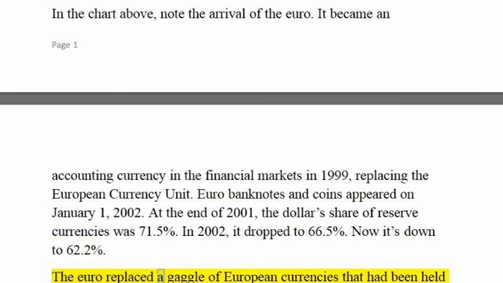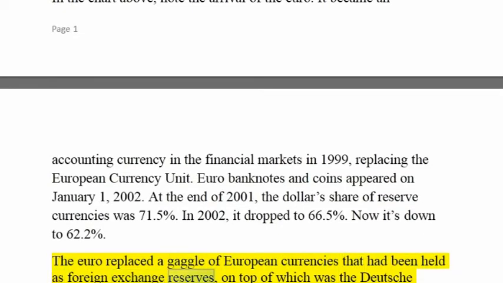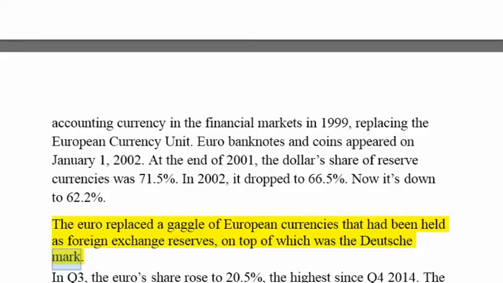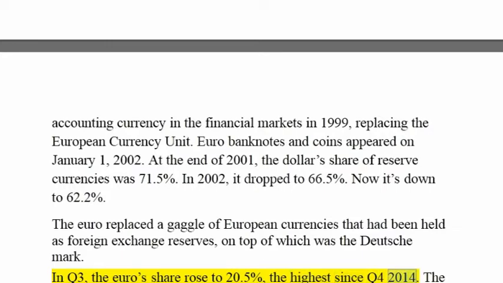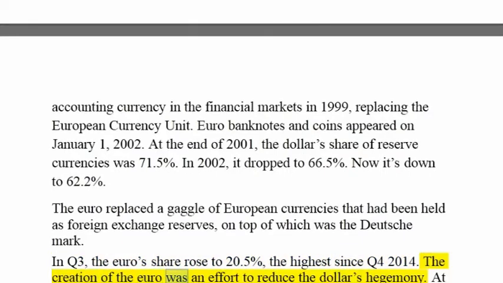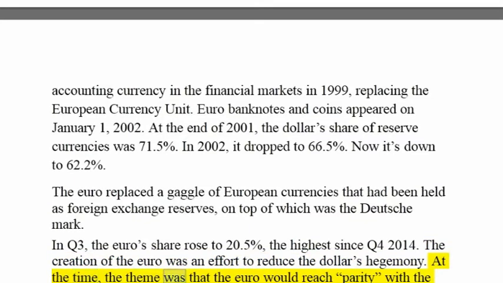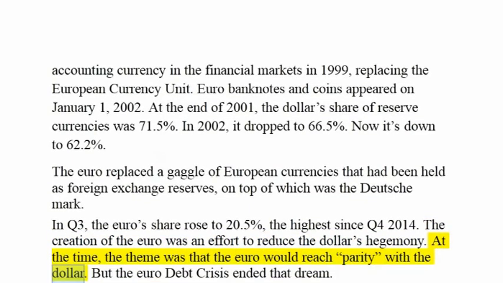The euro replaced a gaggle of European currencies that had been held as foreign exchange reserves, on top of which was the Deutsche Mark. In Q3, the euro share rose to 20.5%, the highest since Q4 2014. The creation of the euro was an effort to reduce the dollar's hegemony. At the time, the theme was that the euro would reach parity with the dollar. But the euro debt crisis ended that dream.